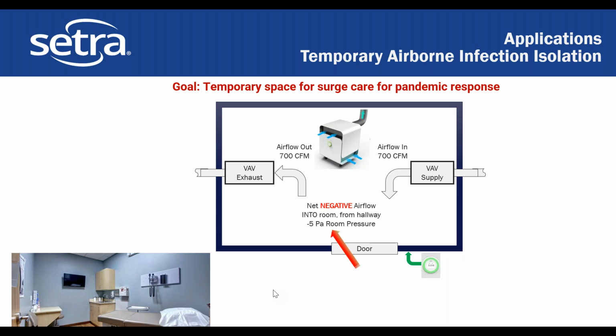You can exhaust the air that it takes in outside, or up into an empty space, or back into a return. This is one of those situations where, if it's HEPA filtered, you now can exhaust into the general exhaust space. So that discussion they're having about surge care and that new addition to ASHRAE 170 makes this a much more viable solution when we need surge care.